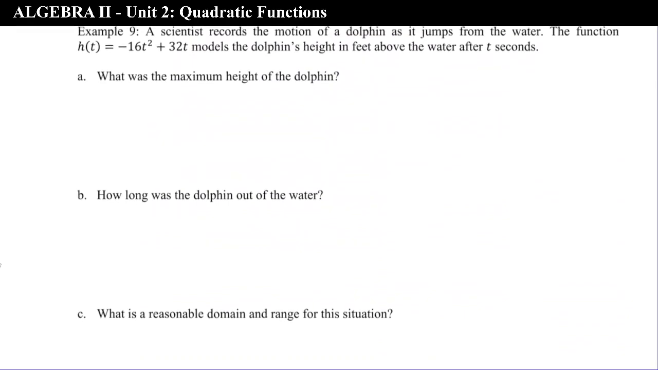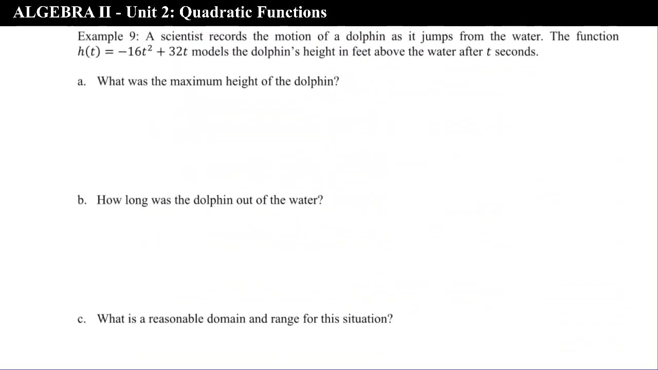All right, one more example. A scientist records the motion of a dolphin as it jumps from the water. The function given here models the dolphin's height in feet above the water after t seconds. What is the maximum height of the dolphin? Again, we need to find the time it reaches the maximum height first. So we're going to do our axis of symmetry. So we have negative 32 over 2 times negative 16, which gives us 32 over 32, which equals 1.